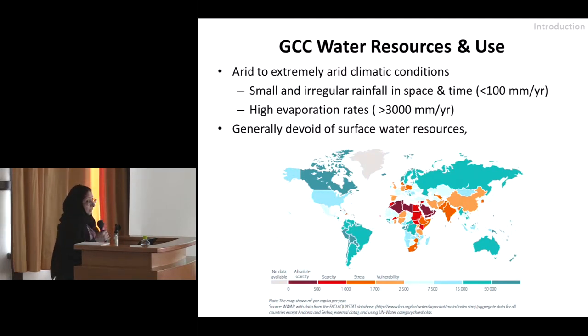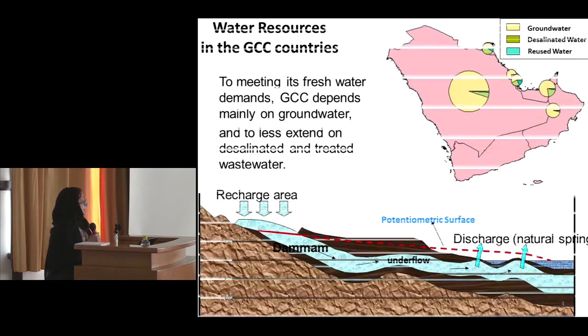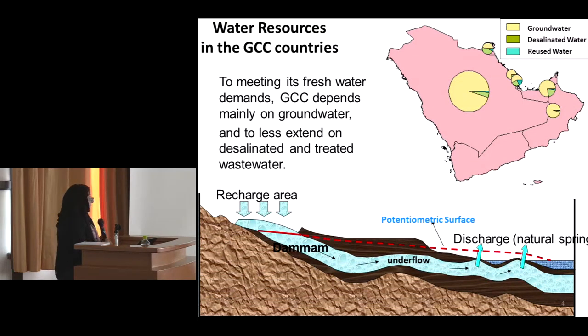The GCC countries are an arid and extremely arid environment. The rainfall is less than 100 millimeters, and the evaporation is very high, more than 3,000 millimeters a year. As this is the situation, there is no surface water, and we are mainly dependent on groundwater to meet our need for water resources. So for this region, groundwater is the main resource, and besides that, we have desalination and treated wastewater.